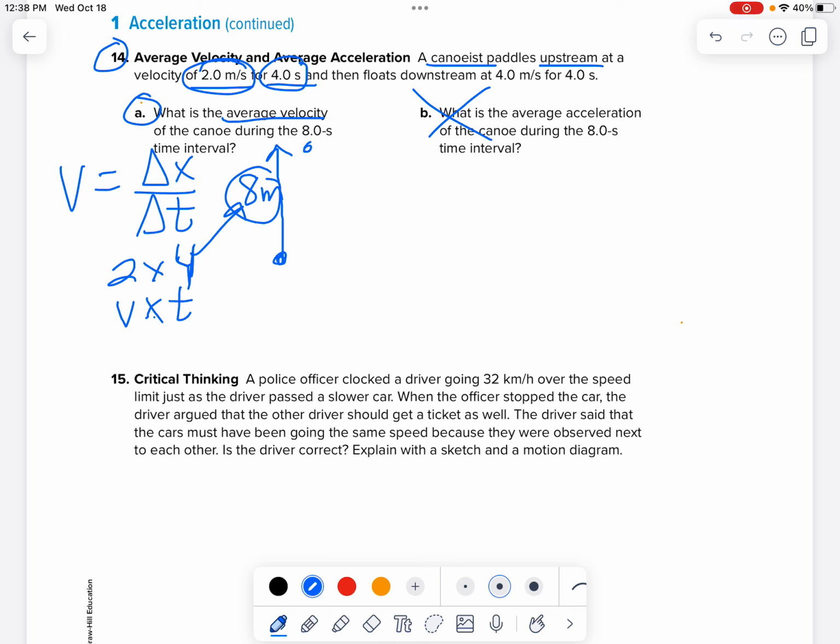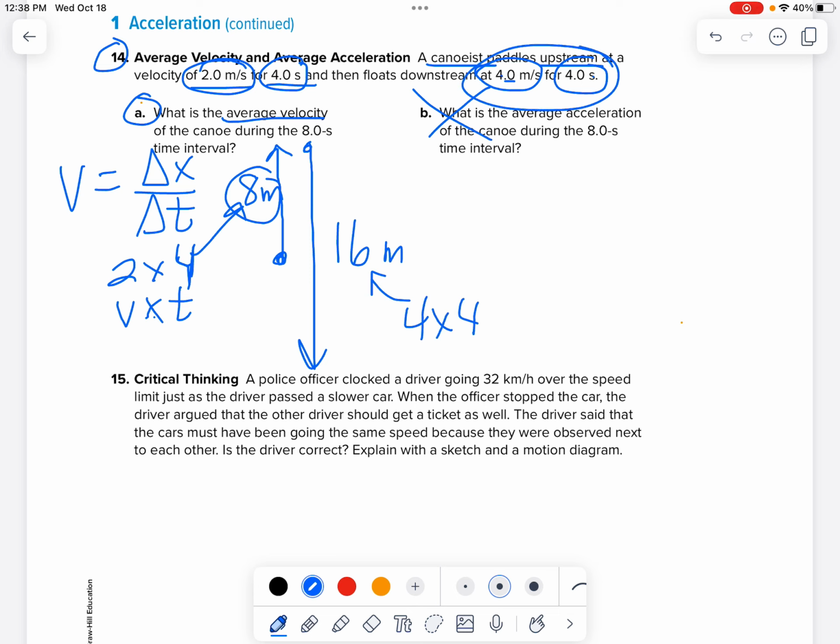Then he turns around and he's coming back. Well, how far does he come back? It says he goes downstream faster at 4 meters per second for 4 seconds. Well, 4 times 4, that is 16. He comes back 16 meters. How did I get that 16? 4 times the 4 from here. Again, it's just velocity times time.